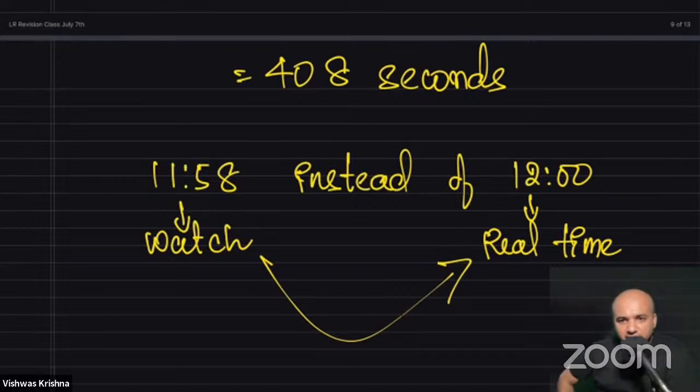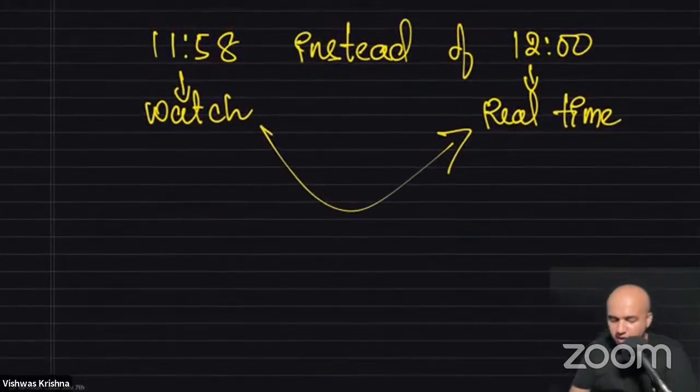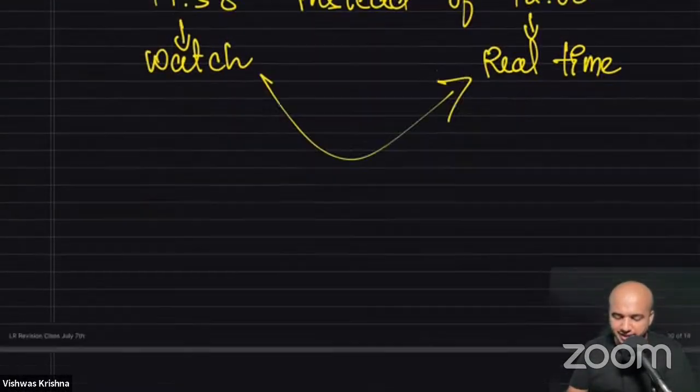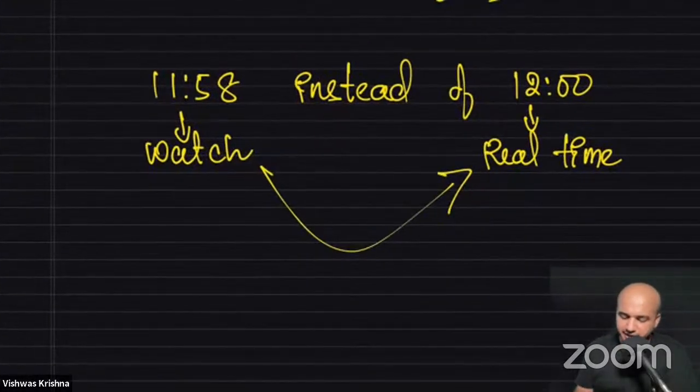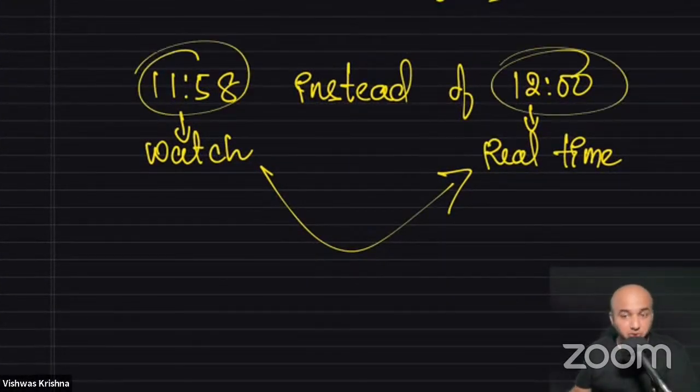Sumati says 120. Pratiksha also says 120. Very good, guys. You are in fact right. The clock has to gain 120 seconds to show the right time. Why so? Because instead of 11:58, it has to show 12.